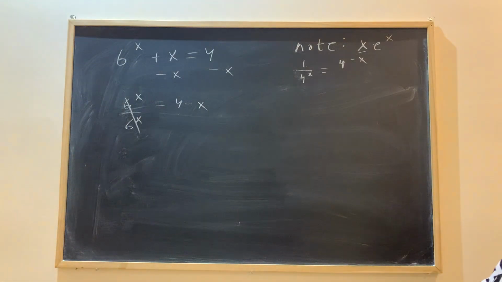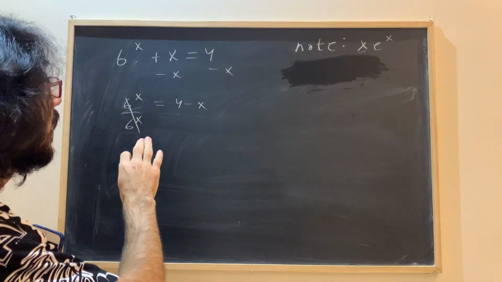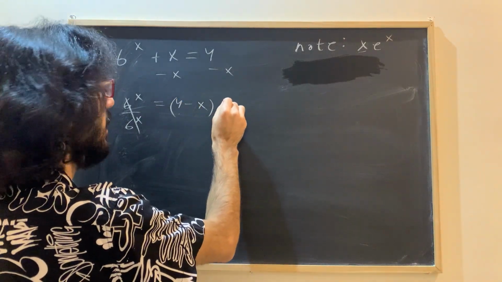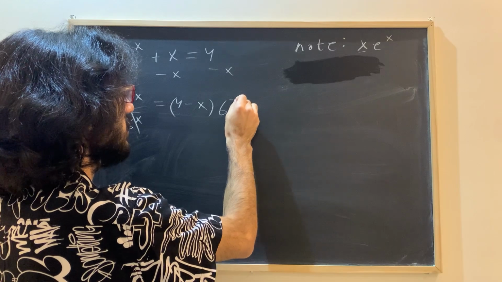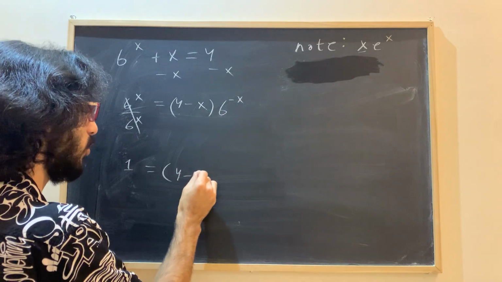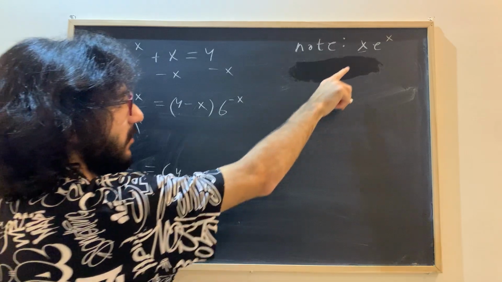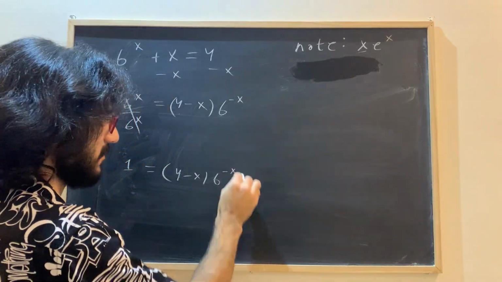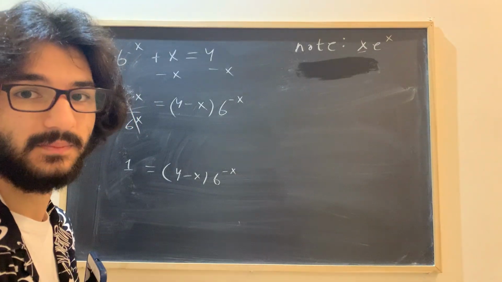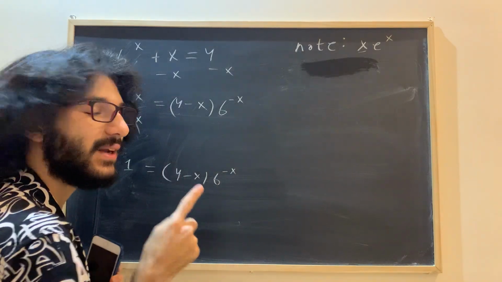So I'm going to add parentheses and rewrite this as 6 to the negative x. Perfect, we are one step closer to this form. We have the 4 minus x here, but we have a problem in this part, the e to the x. Firstly, we don't have an e. Secondly, this doesn't match, but it could.